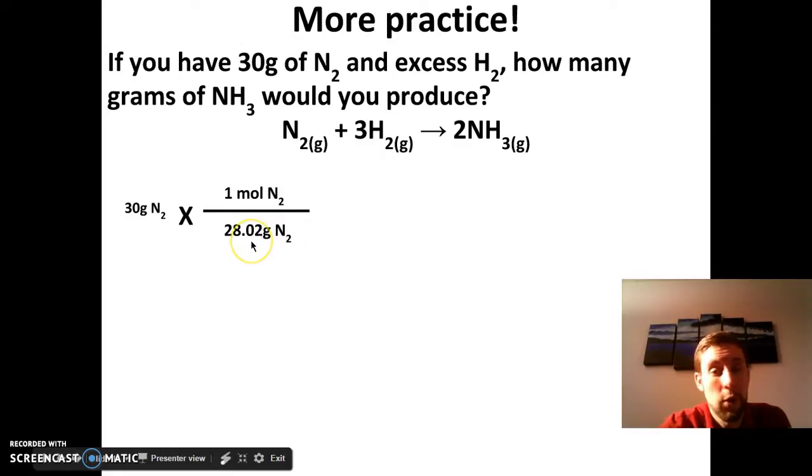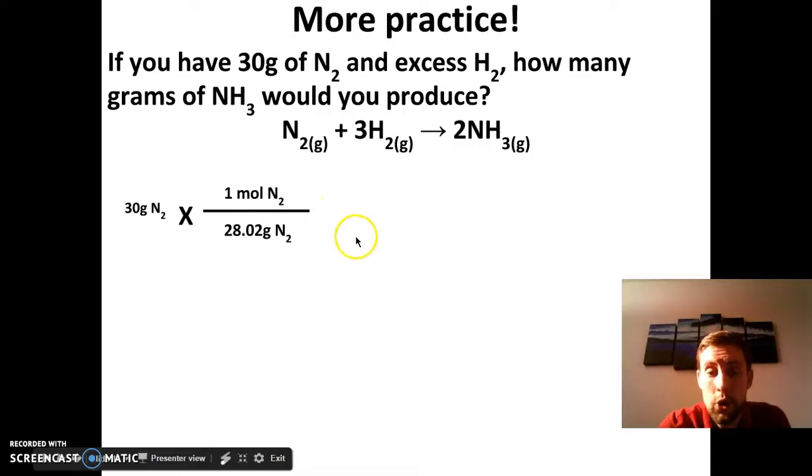Nitrogen's mass is 14.01 on the periodic table. We double it because there's 2 of them. Now we're in moles of nitrogen. Question is, are we done? Well, they want to know how many grams of NH3. This is not grams of NH3, so we must keep going.